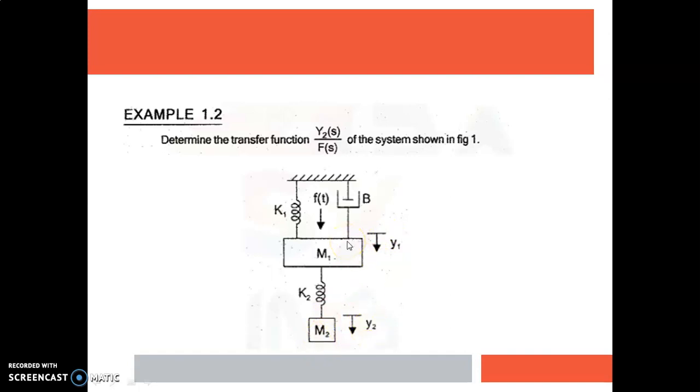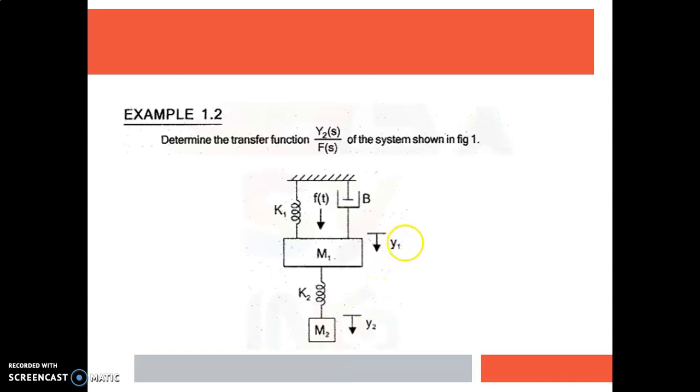And we know that the first step to determine the transfer function is to identify the nodes. Most nodes are the meeting points between elements. In most cases, mass elements are considered as nodes. So here we can identify two nodes, M1 and M2. So now the first step is over. We have identified two nodes, M1 and M2. The second step is we have to assign a displacement for each of the nodes.